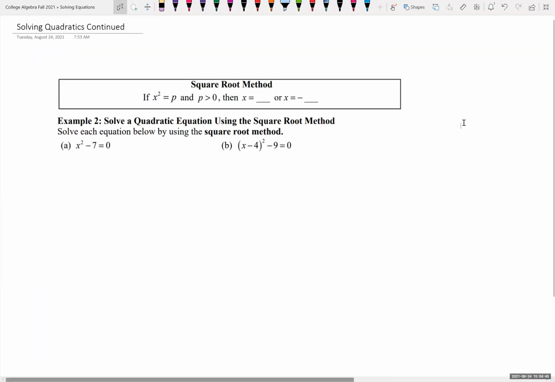And so last week we ended off with the square root method for solving quadratic equations. We can only use this method if we have a certain form, and I'll show you in a little bit how we can get this form if it's not in this form so that we can use this method. But the square root method says if we have some x squared equals p where p is greater than 0, then x is equal to positive square root of p and the negative square root of p.